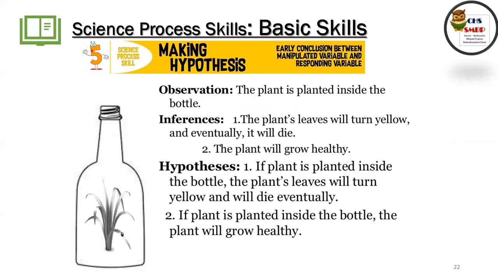Okay, so let us have an example. You see, a plant is planted in a bottle. Then inferences, you come up with two types of inferences. The plant's leaves will turn yellow and eventually it will die. Then the plant will grow healthy. Now, based on these conclusions before your experiment, you can form hypotheses. Hypothesis one is, if plant is planted inside the bottle, the plant's leaves will turn yellow and will die eventually. Number two, if plant is planted inside the bottle, the plant will grow healthy. And based on this hypothesis, how can you check this out? You can conduct an experiment on a plant in a bottle, and then you can observe the results whether hypothesis one or two is correct, right?